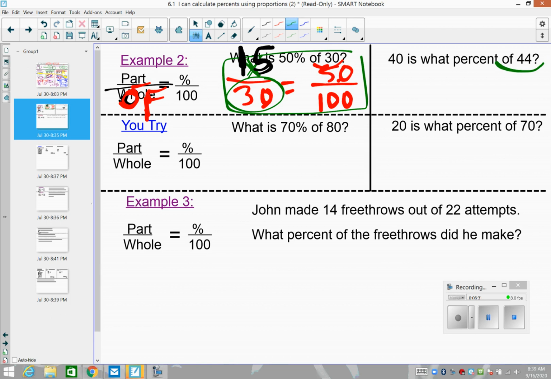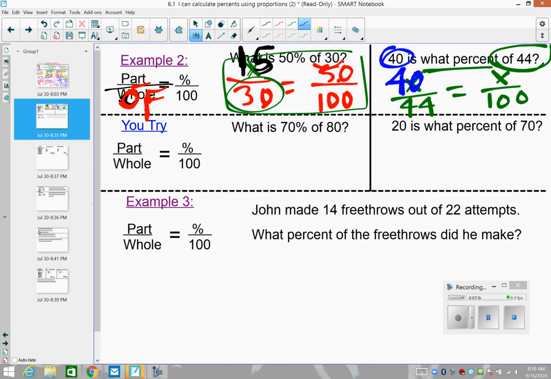Of 44. That's the of, the total. What percent is unknown this time? We don't know the percent. So what we're missing is the percent this time. We know that it's 40 out of 44. 40 out of 44 is what percent?